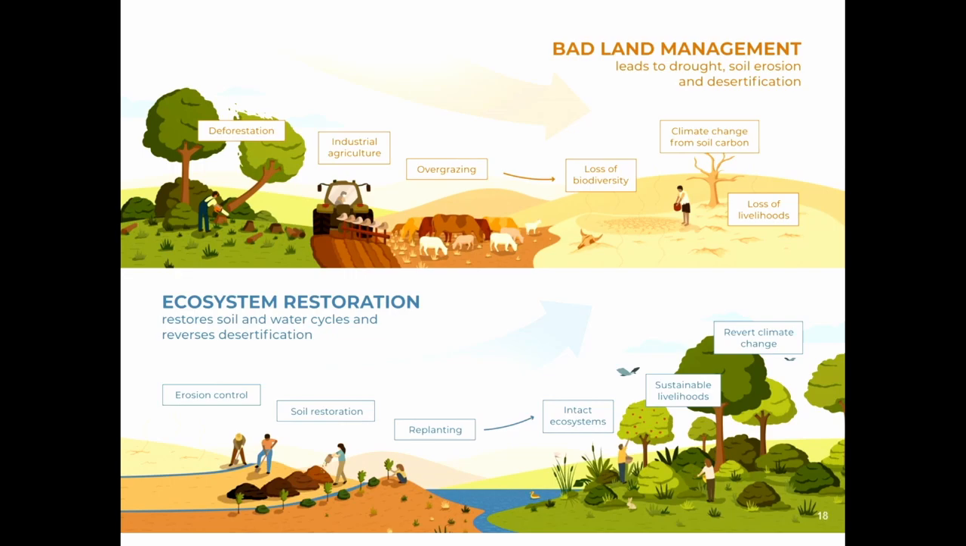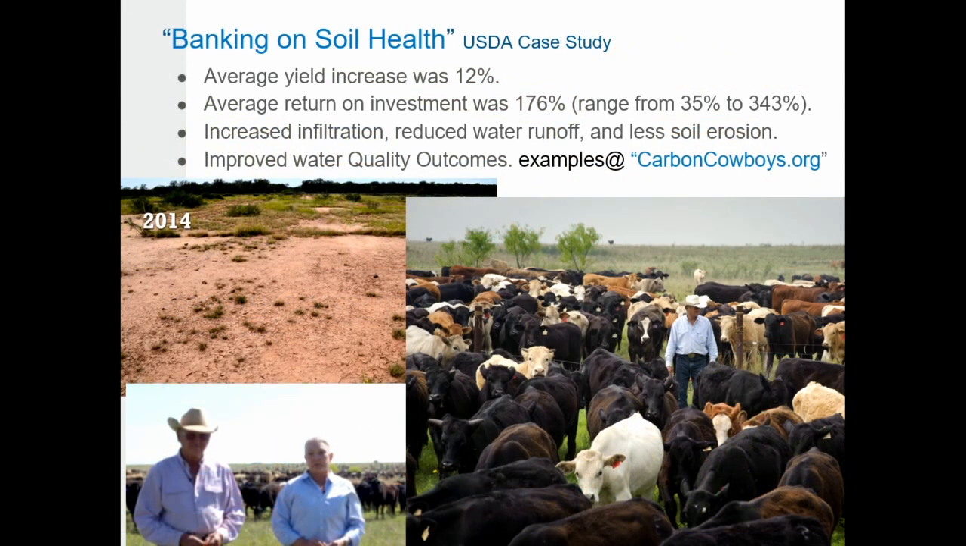And I'm going to bring a couple of examples actually on the farm side, and then I'm going to get to the beaver side. So if you look up Banking on Soil Health, you'll find out that the average farm that focuses on soil health increases their yield by 12%, makes a 176% ROI, and they have increased infiltration that reduces water runoff. They get less soil erosion, so they're basically making our waterways more habitable for things like beaver. That also leads to improved water quality outcomes. So there are examples where we can improve water quality and do it at enhanced agricultural profit.